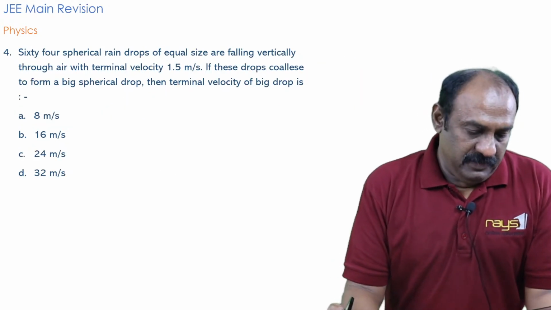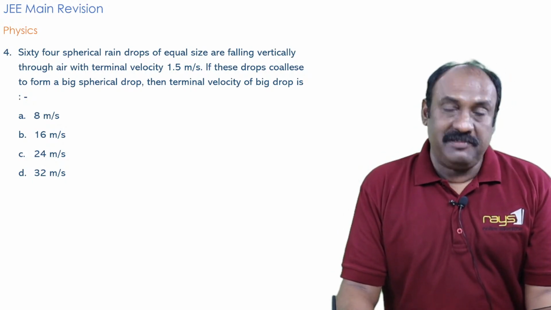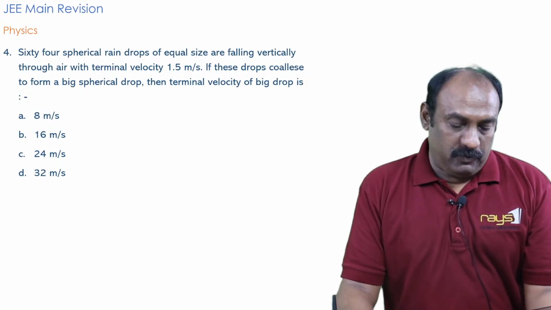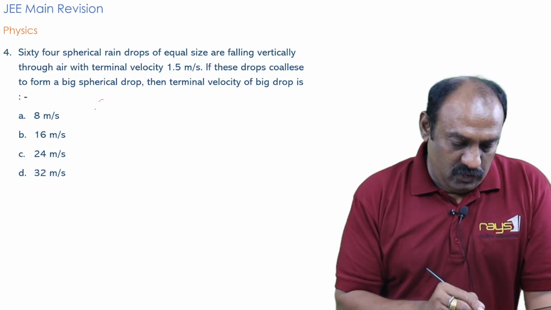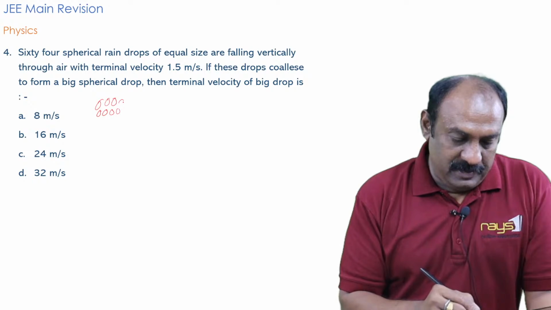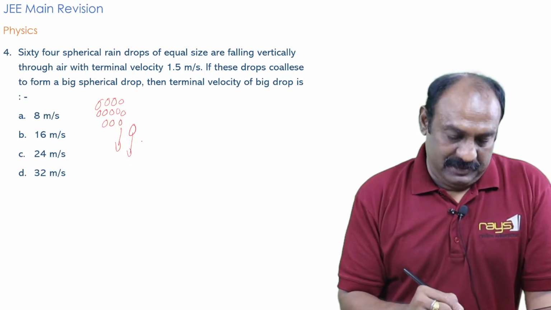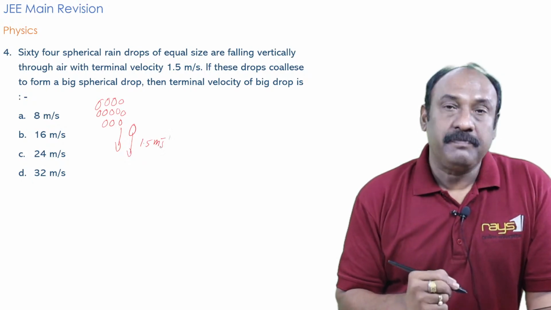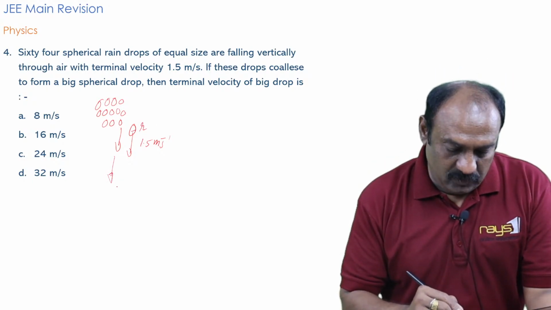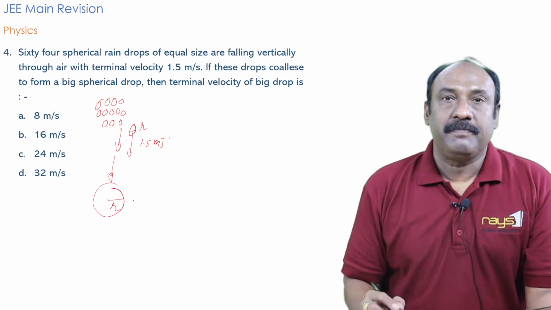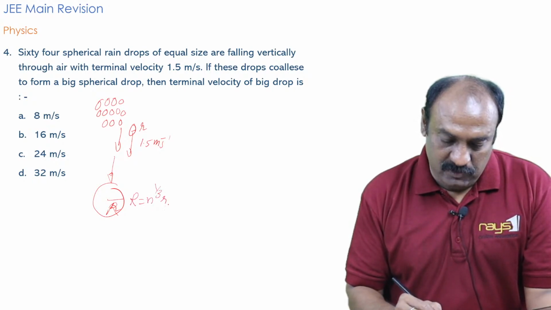Next question. 64 spherical raindrops of equal size are falling vertically through air with a terminal velocity of 1.5 meter per second. If these drops coalesce to form a big spherical drop, then what is the terminal velocity of the big drop? Each drop falls with a terminal velocity of 1.5 meter per second. The radius of each drop is supposed to be small r. If all these droplets coalesce to form a big drop of radius R, then we know the radius of this big drop is R equal to n to the power 1 by 3 into small r.